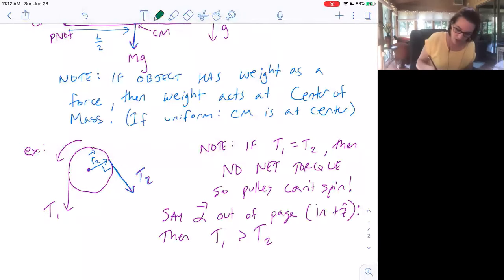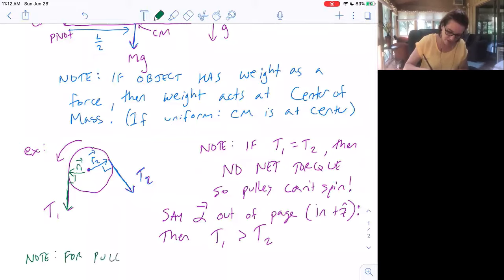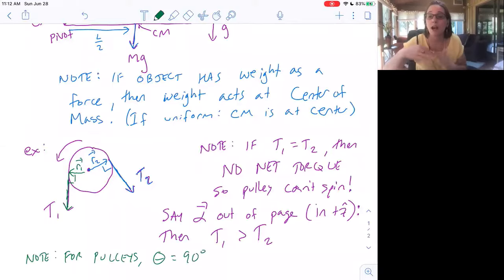And then if I change colors over here, the R for tension 1 would again point from the pivot to where the force is applied. Each force has its own R that you're going to use in R cross F. And again, this one is perpendicular to T1. So the good news there is that my angle is always 90. So note, for pulleys, theta equals 90 degrees between R and F.